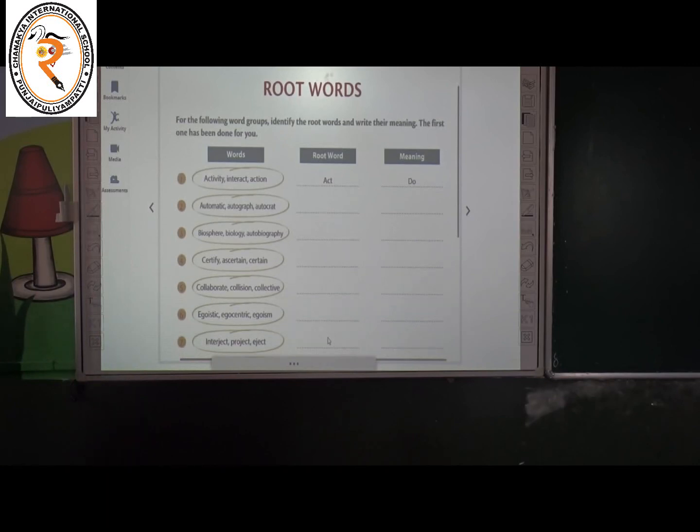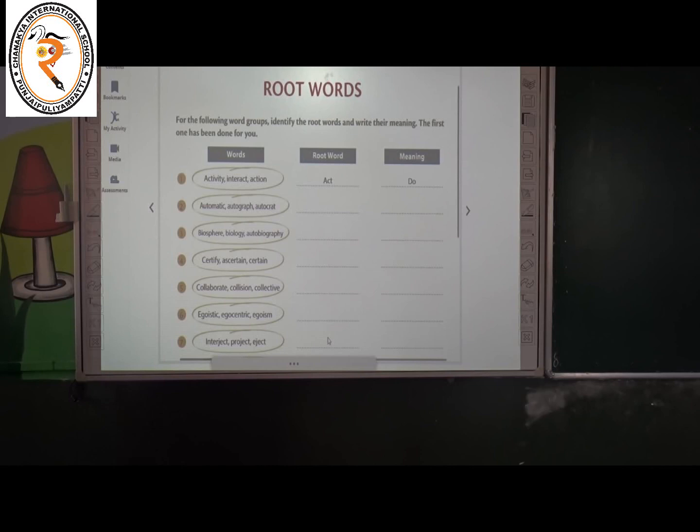Egoist, egocentric and egoism. What is the root word here? The root word is ego, E-G-O. And what is the meaning of this? It is self. So the meaning of ego is self, S-E-L-F. Okay. And the next one.